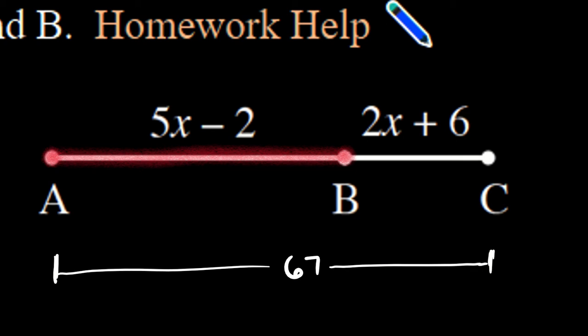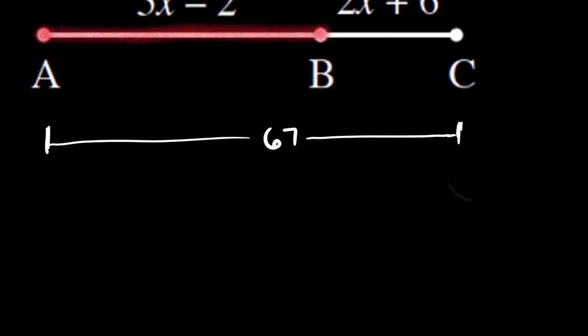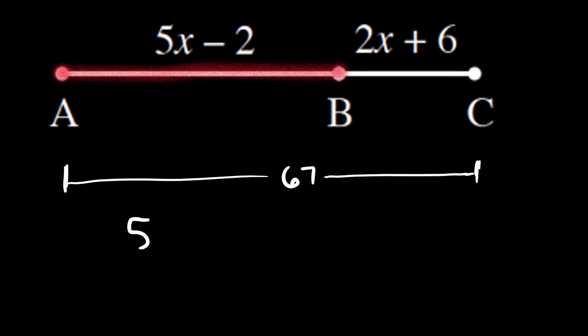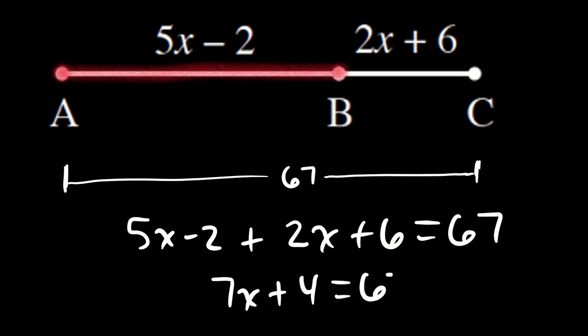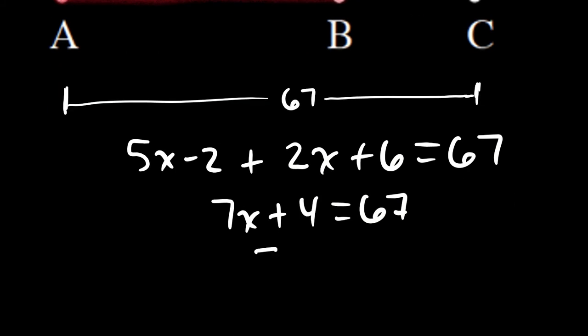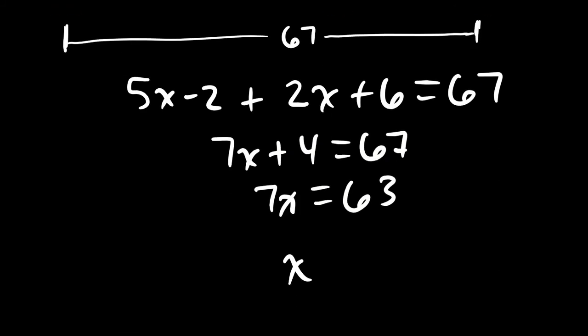So just using this, the distance from A to B, which is 5x minus 2, plus the distance from B to C, which is plus 2x plus 6, is equal to 67 miles. If I collect my like terms, I have 7x here. Negative 2 and 6 is going to be a plus 4, and that is 67. If I take away 4 from both sides, I get 7x is equal to 63. And then if I divide both sides by 7, x is 63 over 7.